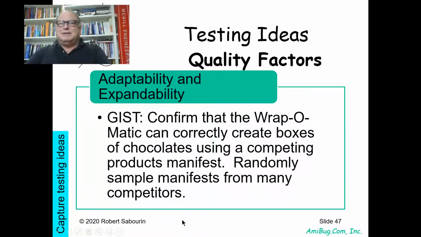So let's see, looking at some examples. There's a chapter in the book, Charting the Course, Coming Up with Great Test Ideas Just in Time, about quality factors. I give tons of examples of non-functional attributes. So this is now just a series of a few examples, like from the world of adaptability and expandability. The gist of it is confirm that the Rap-O-Matic can correctly create boxes of chocolate using a competing product's manifest, randomly sample manifests from many competitors. So can we adapt to the patterns of our competitors?